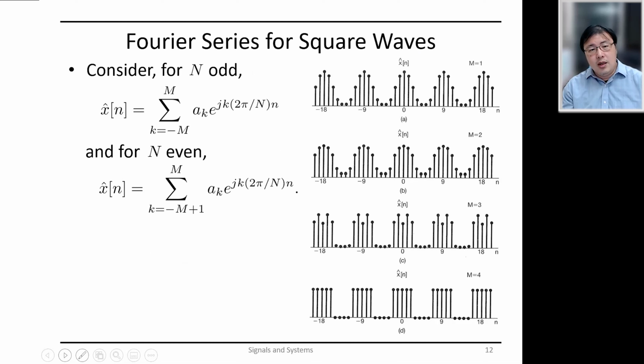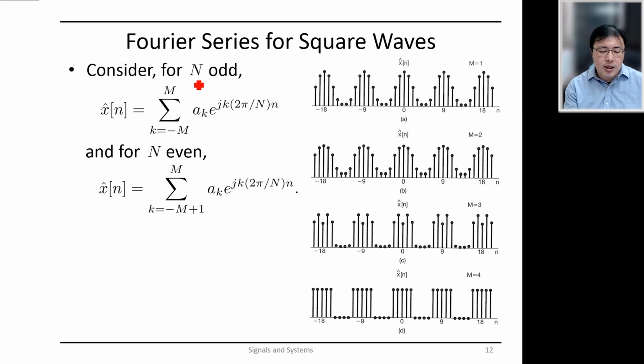But in discrete time, this is not an issue. In discrete time, we already showed at the very beginning that, no matter what the value of x, as long as it is periodic with period capital N, we will be able to perfectly represent it using its Fourier series representation. You can observe this for the square waves here.